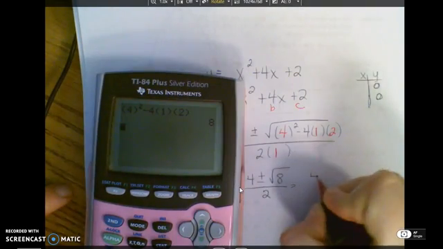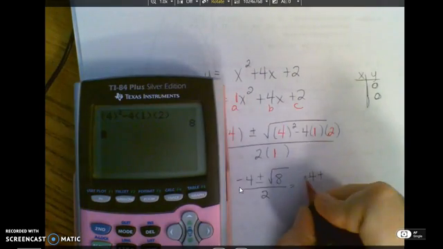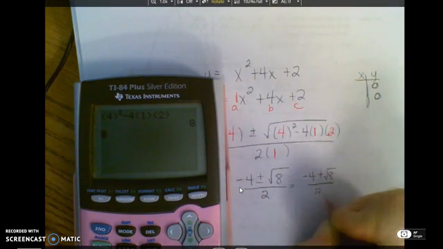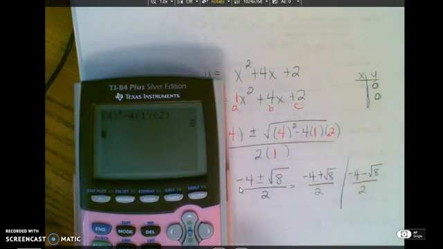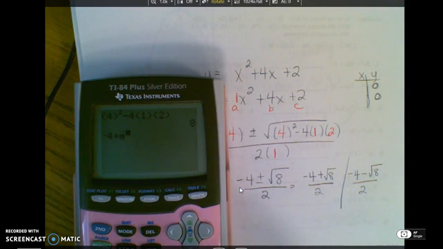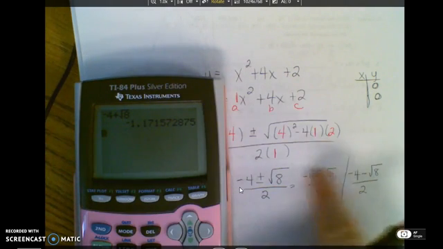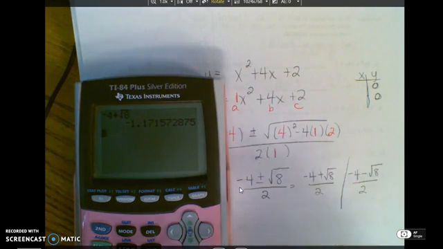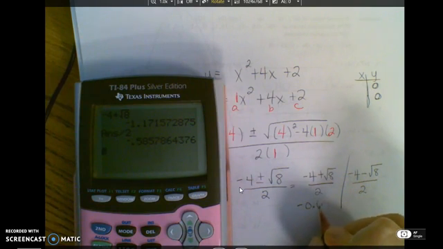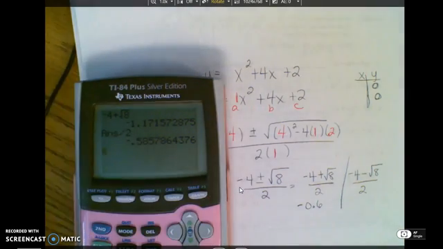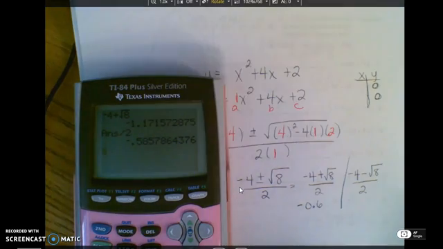I have two problems. I have negative 4 plus the square root of 8 over 2, and negative 4 minus the square root of 8 over 2. Negative 4 plus the square root of 8. Again, I'm going to hit enter. I'm not going to write that number here. That's long. I'm just going to hit divided by 2. So my intercept is negative 0.6. Let's just round to the tenths. It's a little past negative a half.